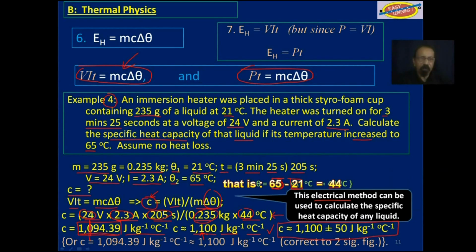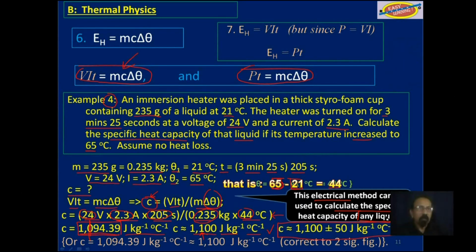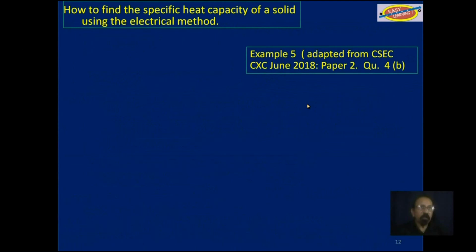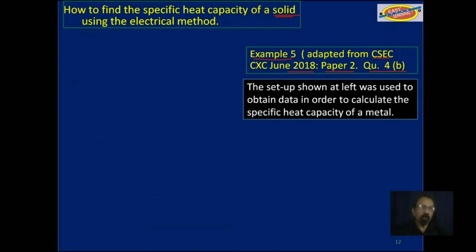So this electrical method can be used to calculate the specific heat capacity of any liquid. Now let's turn to the matter of solid. For example 5, we will look at an adaptation of question 4B from paper 2 of the CSEC examination from June 2018. The setup shown at left was used to obtain data in order to calculate the specific heat capacity of a metal.